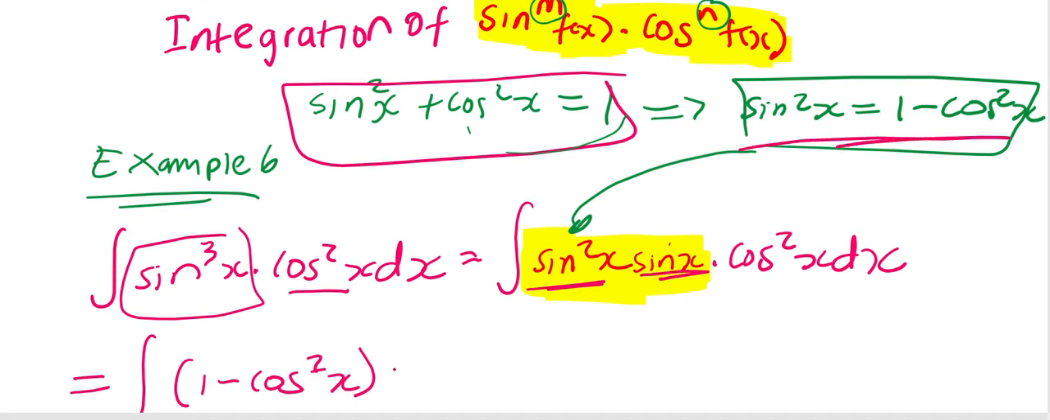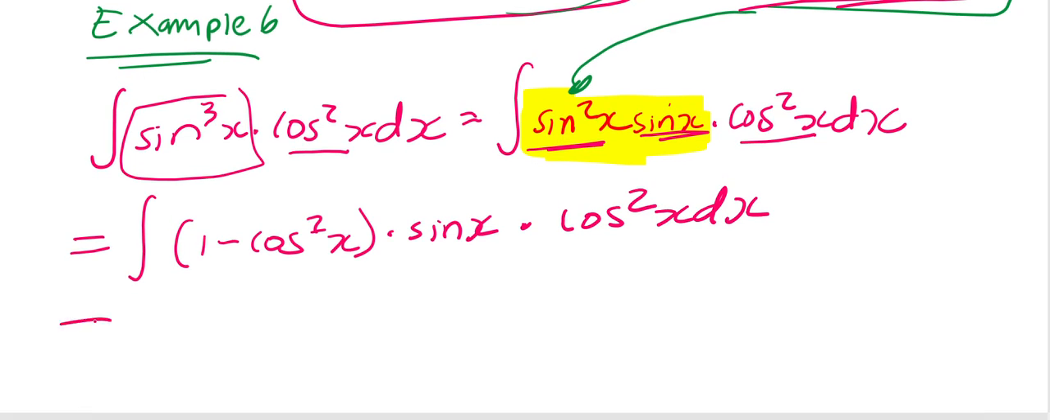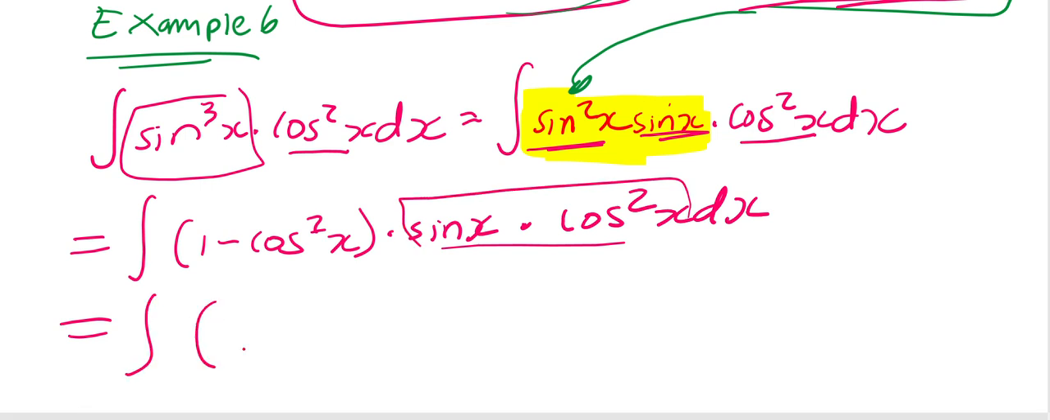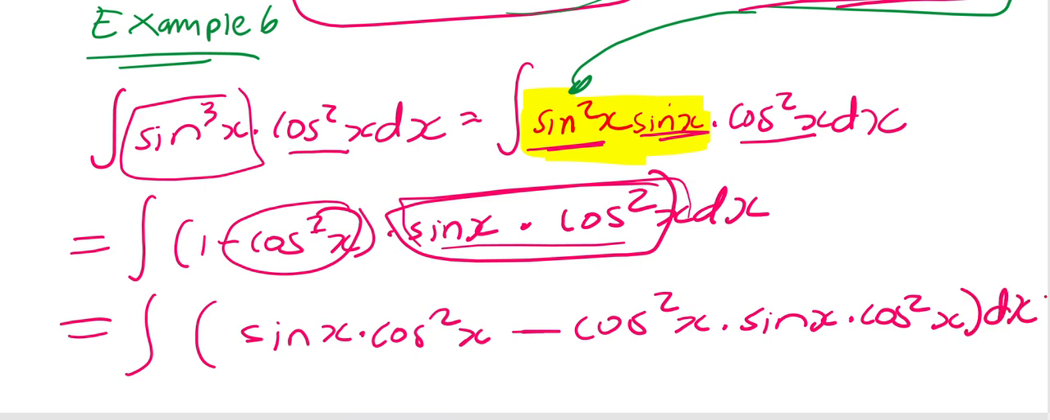Then we have the sine, so that's times sine of x times cos squared of x dx. Okay, so now let's multiply this one with this entire term over here. So this is the integral of, we then have sine x times cos squared x, right? Then we multiply this term with this whole term there. This becomes minus cos squared x times sine of x times cos squared x dx.